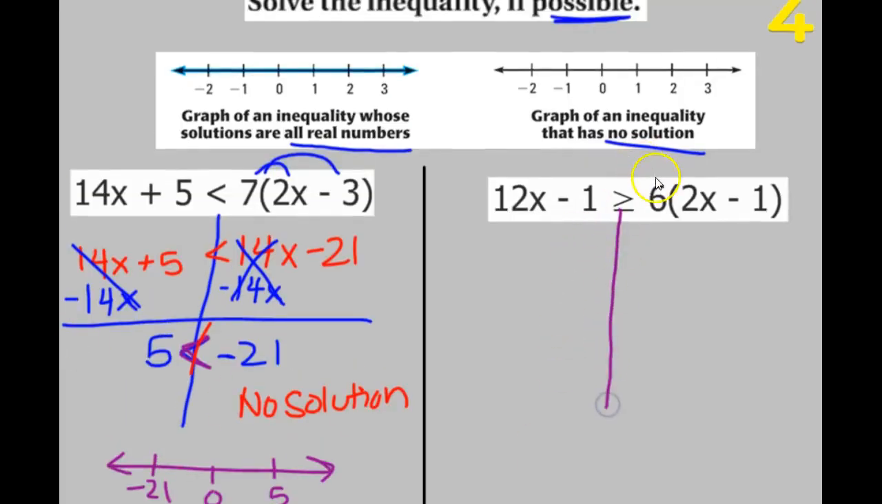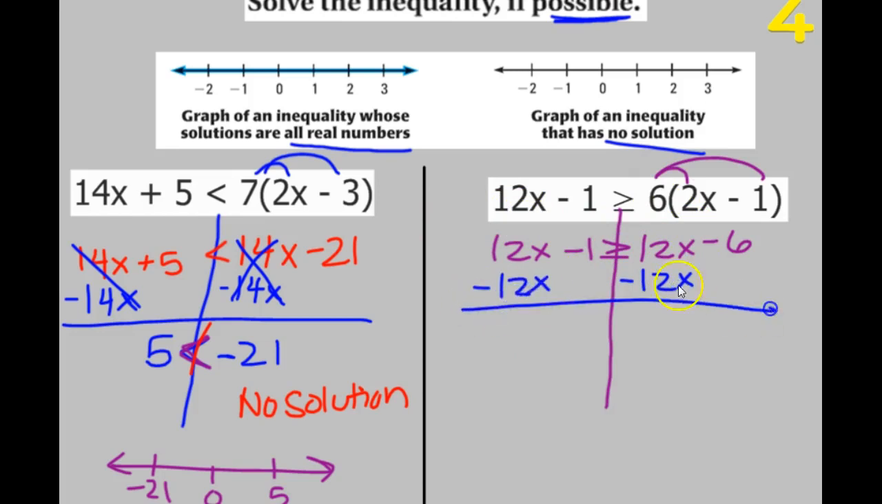Draw your line down. I'm going to distribute here as well. 6 times 2x is not 6. 6 times 2 is 12x. 6 times negative 1 is negative 6. Nothing changed over here. And we want all the x's on the same side again. Always move the x's, all your letters together. I'm going to subtract 12. Well, they both eliminate. So we have negative 1 is greater than or equal to negative 6.